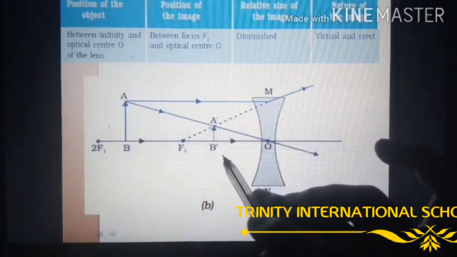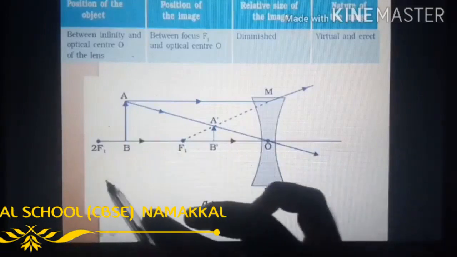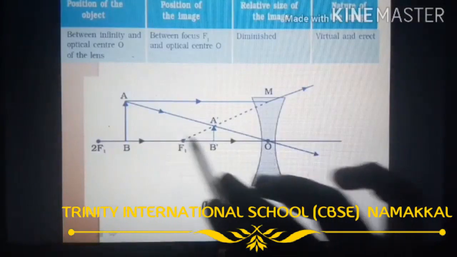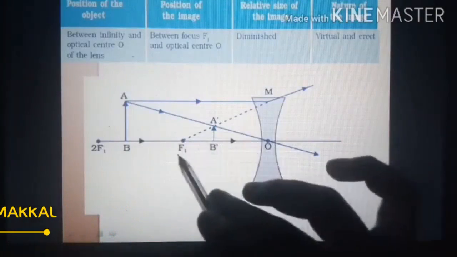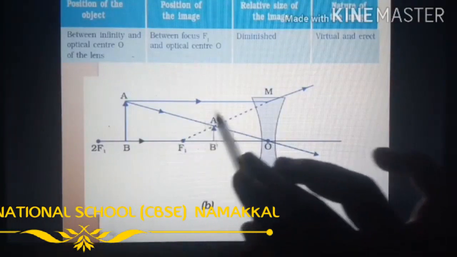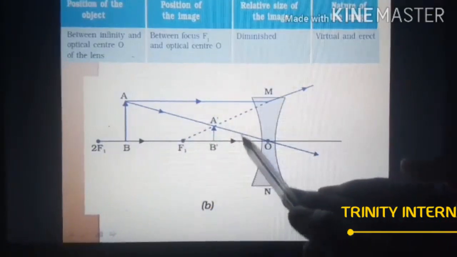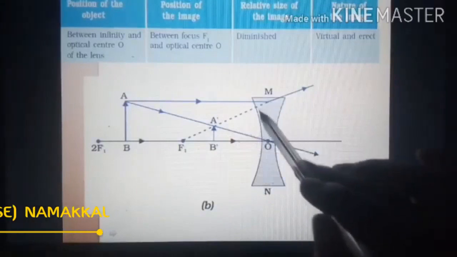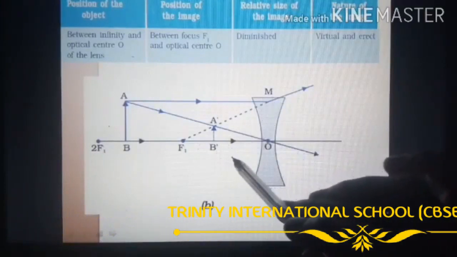Here the object is placed between 2F1 and O, that is, between infinity and the optical center. The image is obtained between the focus and the optical center. Between focus and optical center, the size will be diminished. So it is diminished, virtual and erect. We cannot see the image on a screen; we can view it only through the lens itself. So it is called virtual.